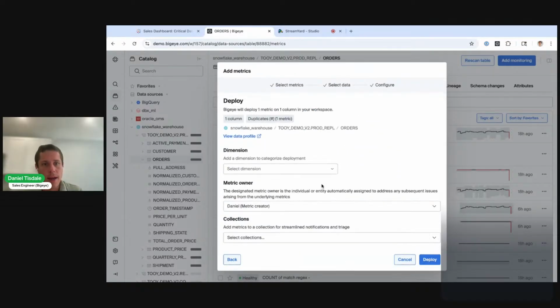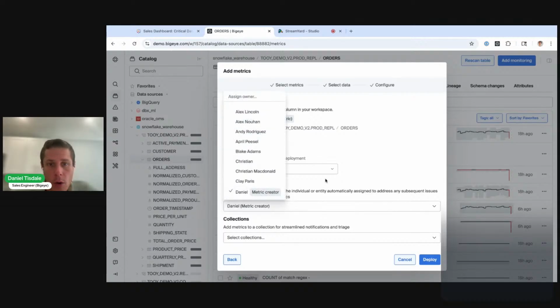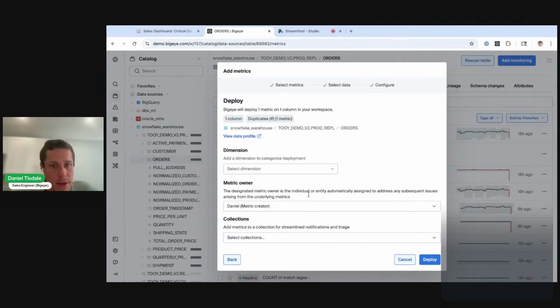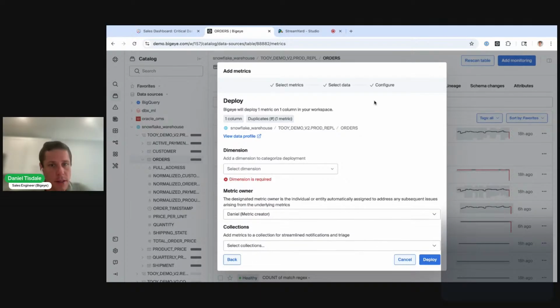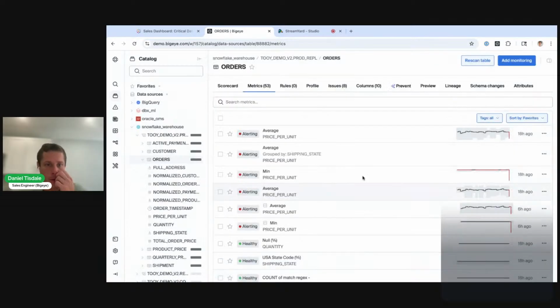And then I can, from here, add an owner or the person responsible for the metric, as well as a collection that allows you to streamline the process of getting notified. From there, I click deploy, and that will actually deploy out the metric itself, and then we can see the finalized results of all of the existing metrics. Which ones are alerting.